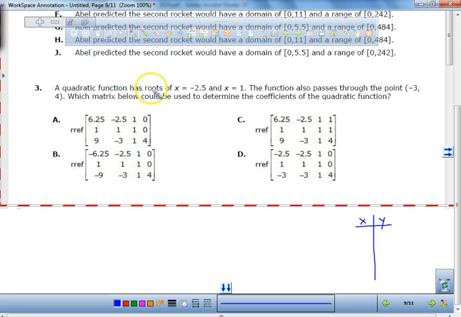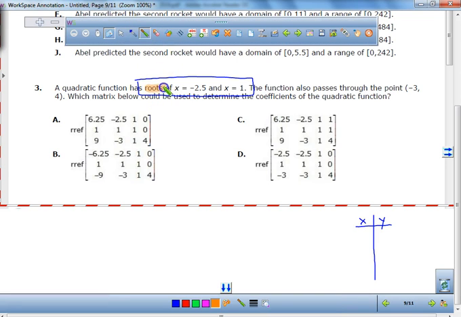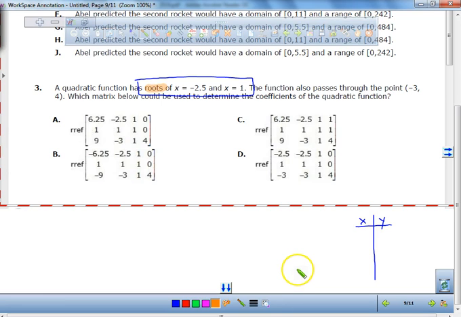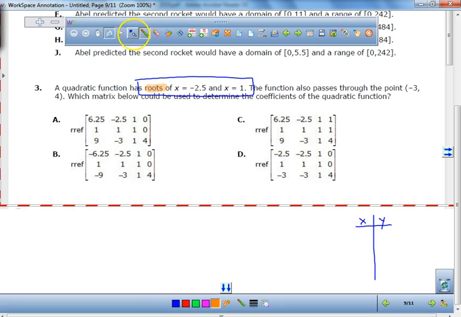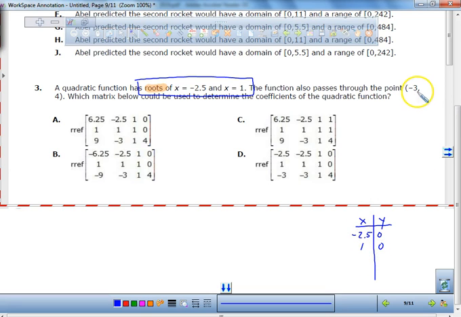And it says it has roots. Now we got to know what the word root means. What does the word root mean? What do you guys think? I didn't hear you. X-intercept, that's right, x-intercept, also known as solutions or zeros, okay? So if it tells us that we have a root at negative 2.5, then it's at negative 2.5, 0. And the other root's going to be at 1, 0. And the final ordered pair is what? Negative 3 and 4. So those are our ordered pairs.